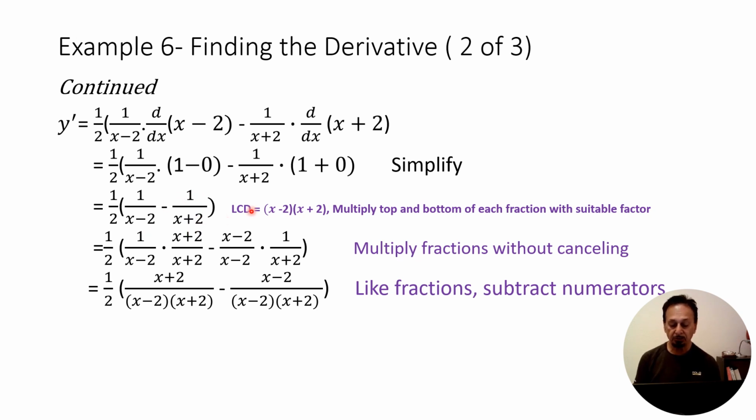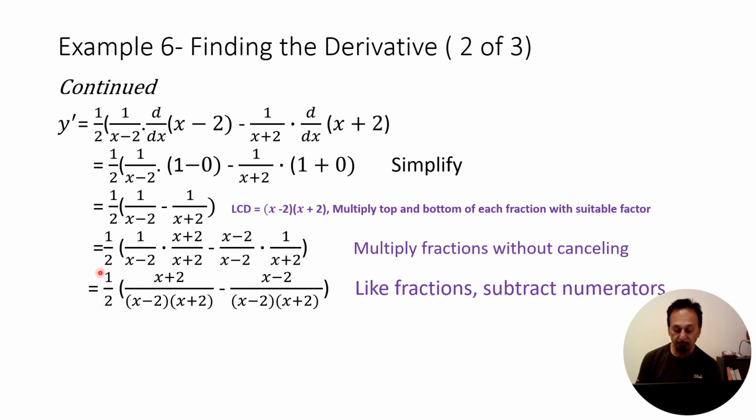Now we're going to condense into a single expression. So find the LCD. So it looks like they are different. So the LCD is x minus 2 times x plus 2. So looks like in this fraction x plus 2 is missing. So we write 1 over x minus 2 times x plus 2 over x plus 2. Minus, now here x minus 2 is missing. So we're going to write x minus 2 over x minus 2 times 1 over x plus 2.